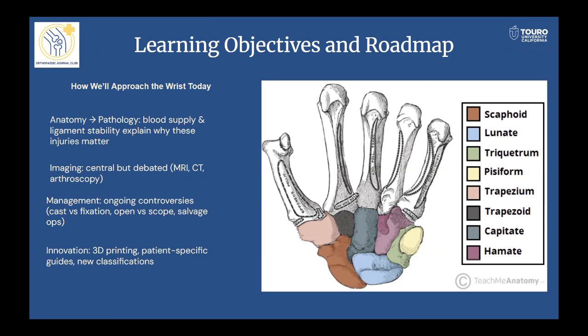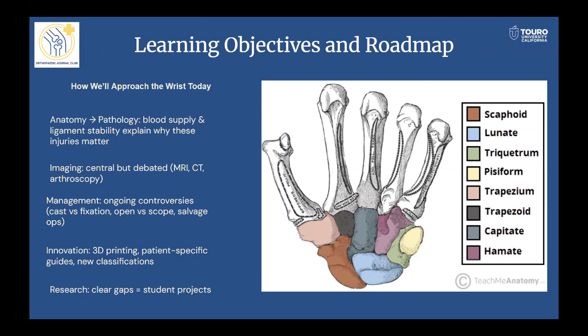Finally, we'll close with research opportunities. Despite how common these injuries are, there are still clear gaps in the literature. We don't yet have strong comparative trials between open and arthroscopic TFCC repair or long-term data on 3D printed guides for scaphoid reconstruction. Even better prognostic imaging for Kienböck remains an open question, and these gaps are perfect spaces for students and residents to explore, whether through literature work or future clinical projects.